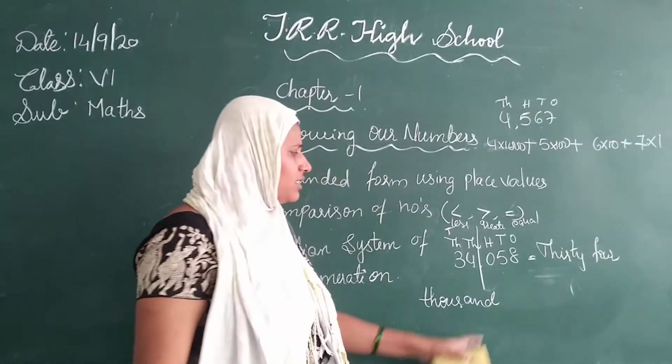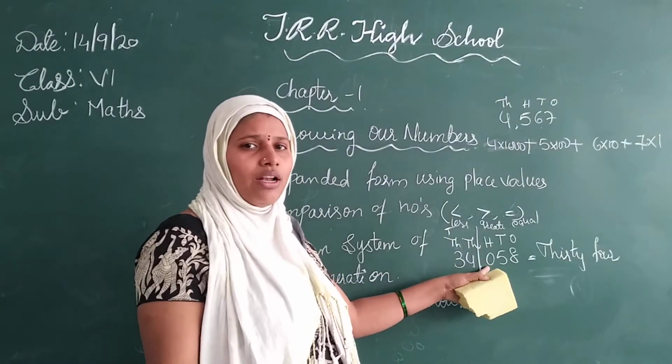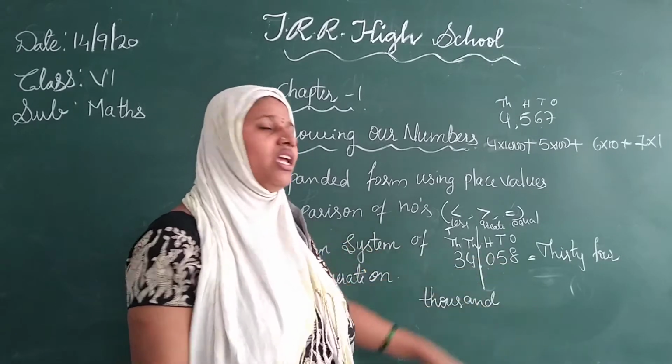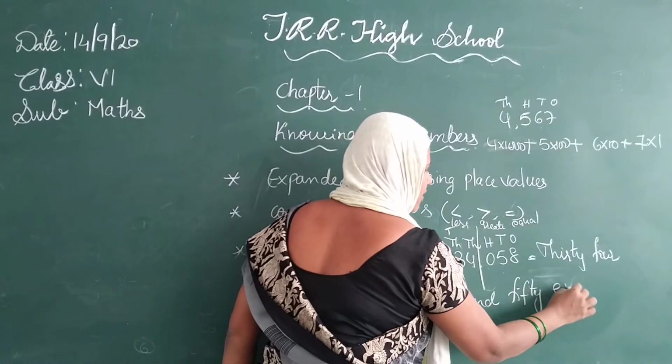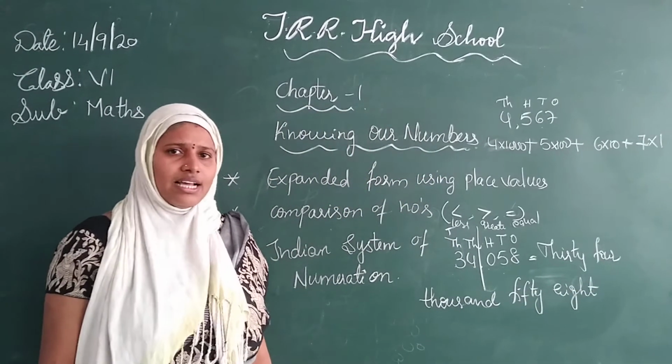34,000. So what is there in hundreds place? 0. It means there is no value. So you have to leave out 0. And what is the next number? 58. So write down 58. So this is what we discussed in the last class, right?